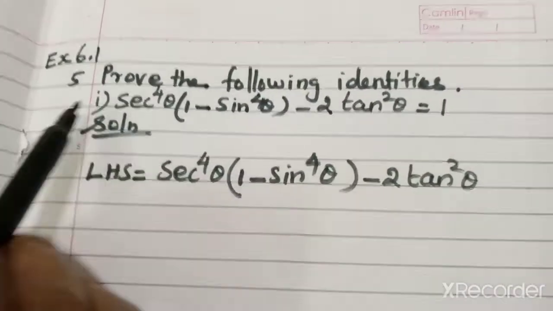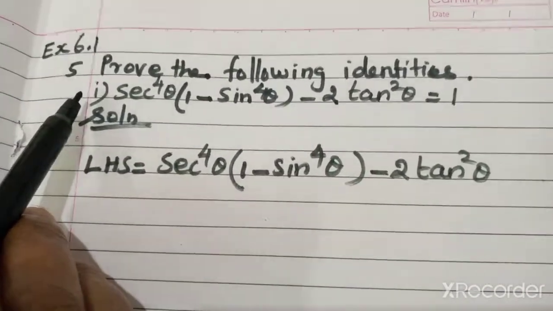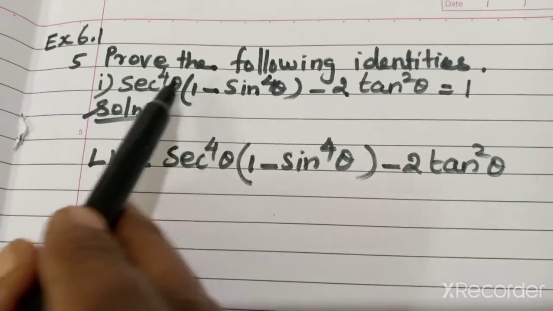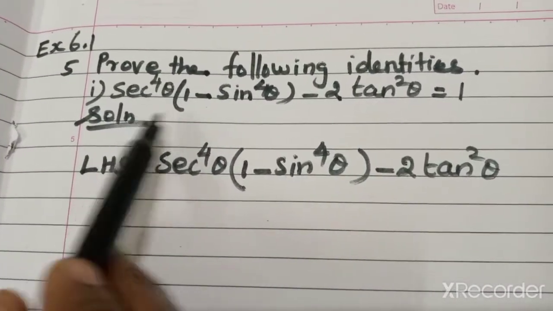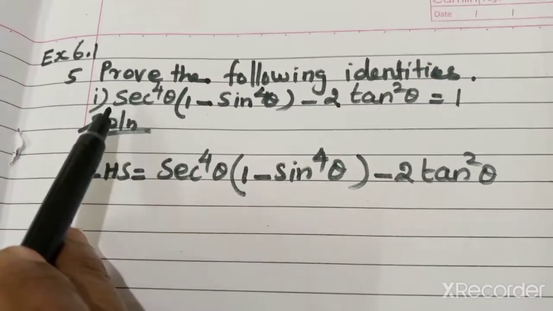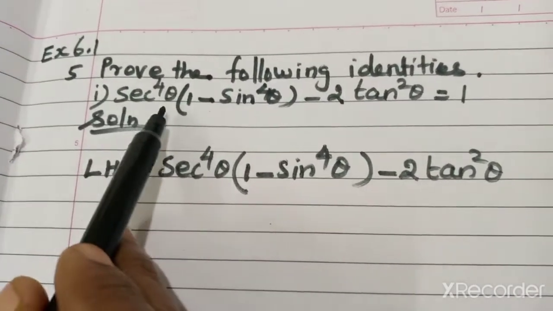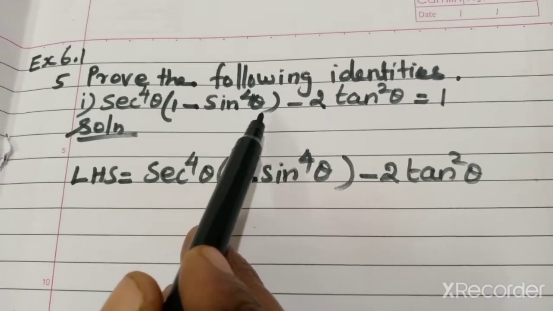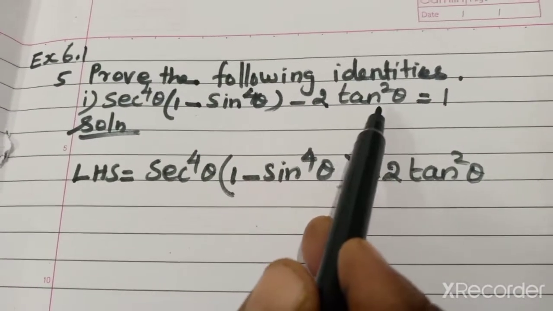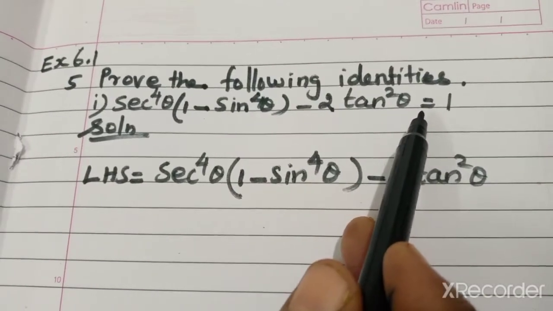Today let us do exercise 6.1, question number 5. What is question number 5 now? Prove the following identities. Two subdivisions are there. Let us do the first one. What is the first one now? Secant power 4 theta into 1 minus sine power 4 theta minus 2 tan square theta is equal to 1.